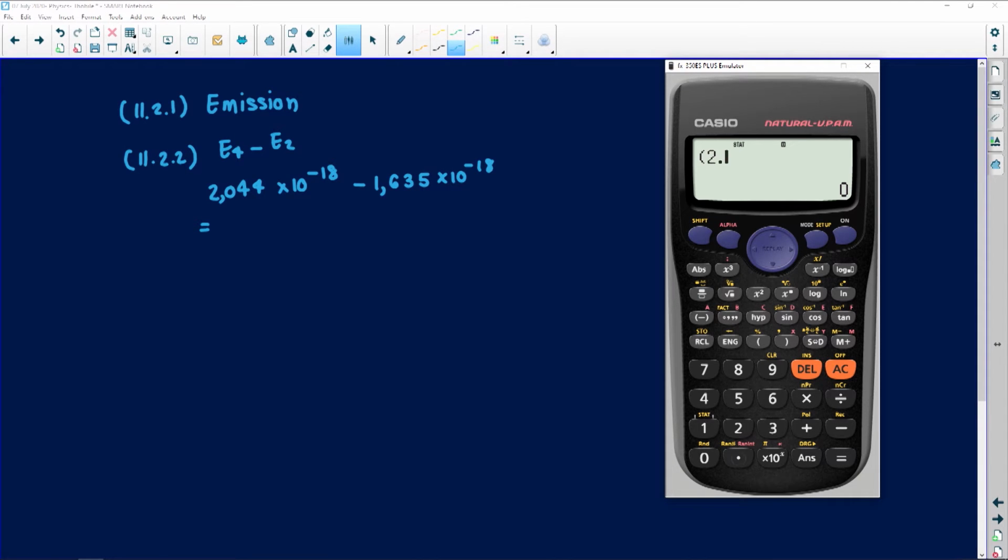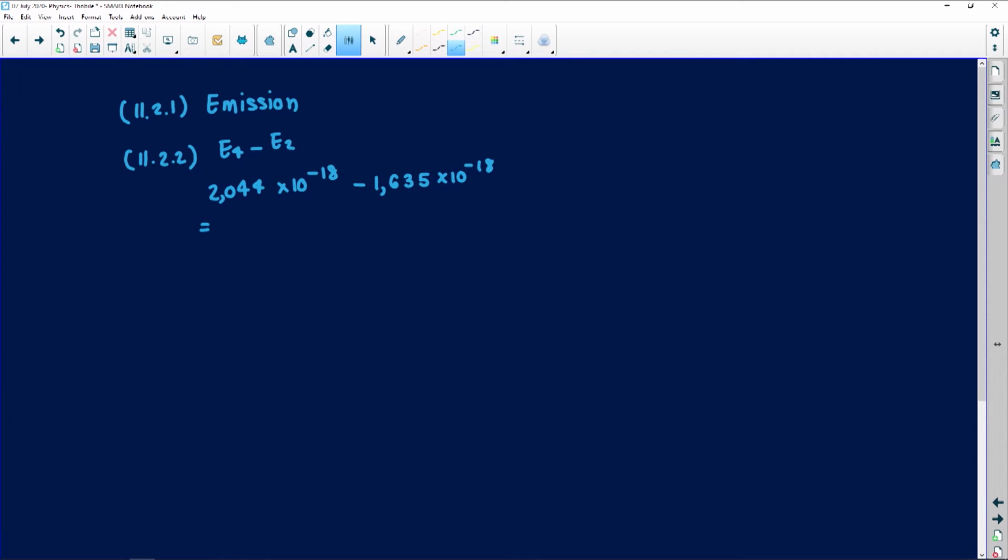We're going to have 2.044 multiplied by 10 to the exponent negative 18, close my bracket, minus 1.635 times 10 to the exponent negative 18. Then I get 4.09 times 10 to the negative 19.